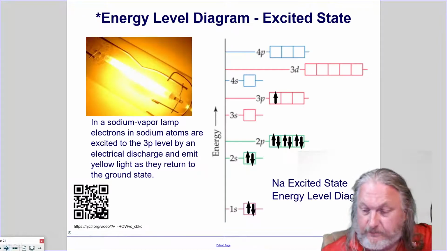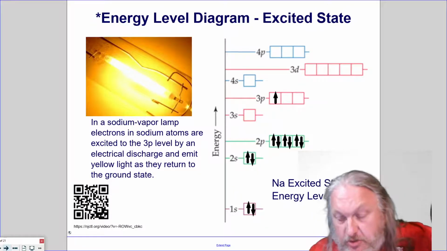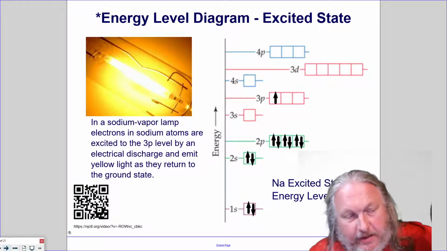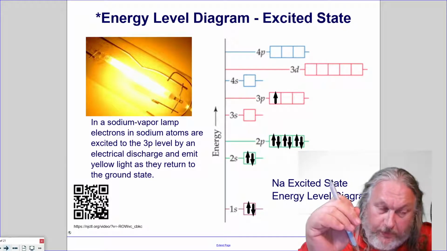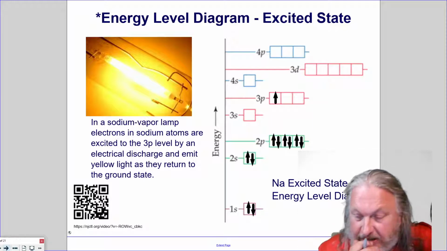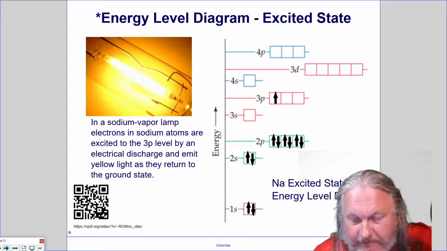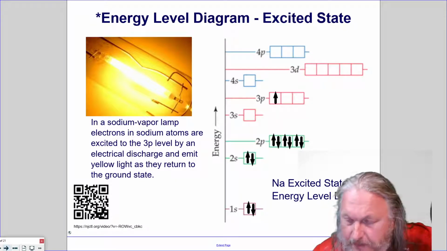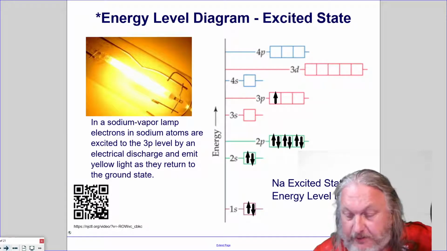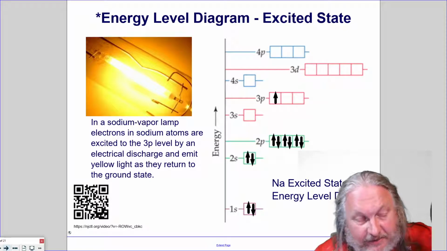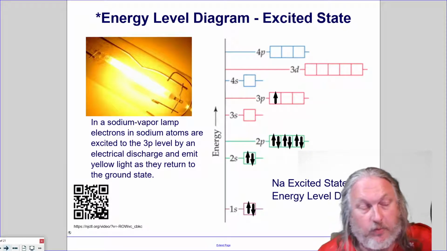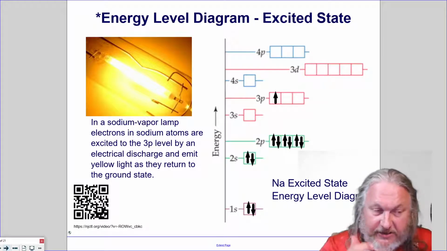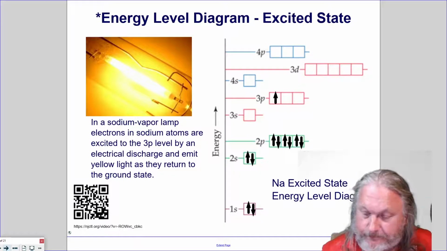All right, moving on. Now, those are the neutral state. Now, we've looked at some of these excited electrons where they've jumped orbitals and they're at an excited state. How do we account for those? All right. So you're not going to see this often, but understand it. So I've got a sodium vapor lamp, electrons are excited to the 3p level by an electrical discharge, and of course they emit a yellow light as they fall back down to the ground state.